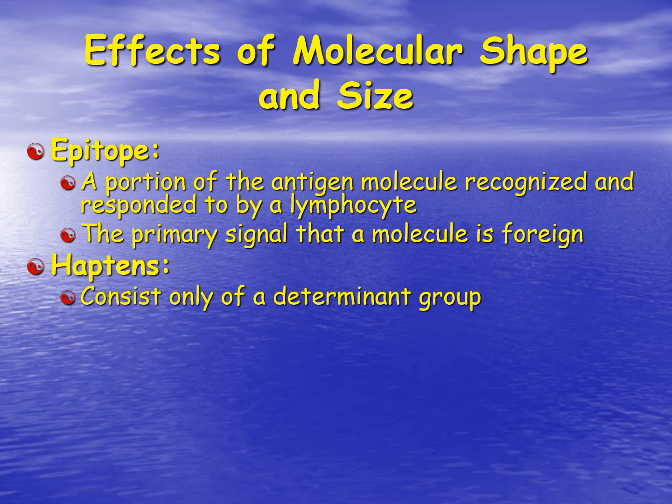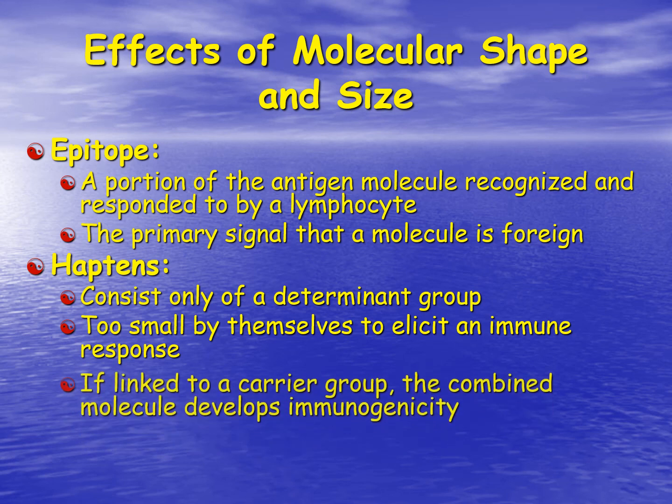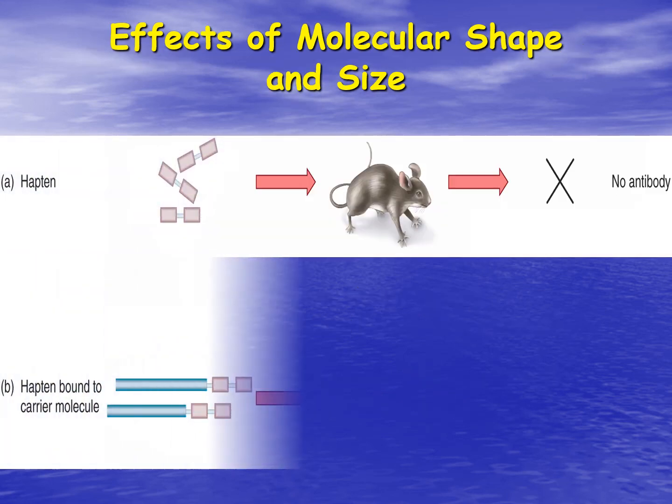Haptens usually consist only of a small determinant group, and by themselves they are too small to elicit an immune response. But if they become linked to a carrier group of some sort, usually found in the host, the combined molecule becomes large enough to develop immunogenicity.